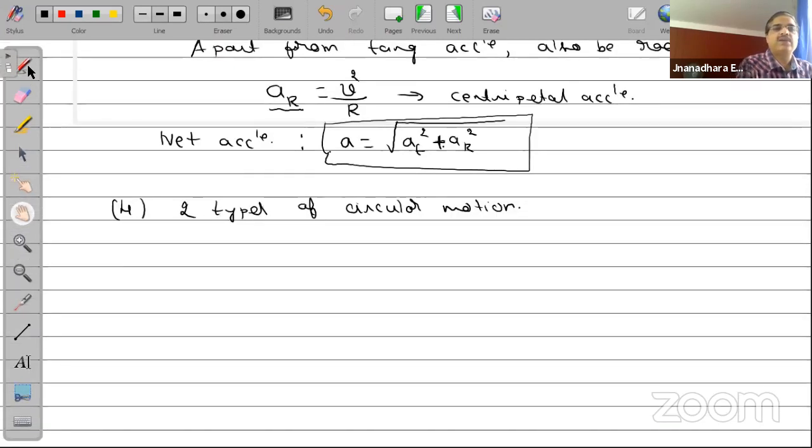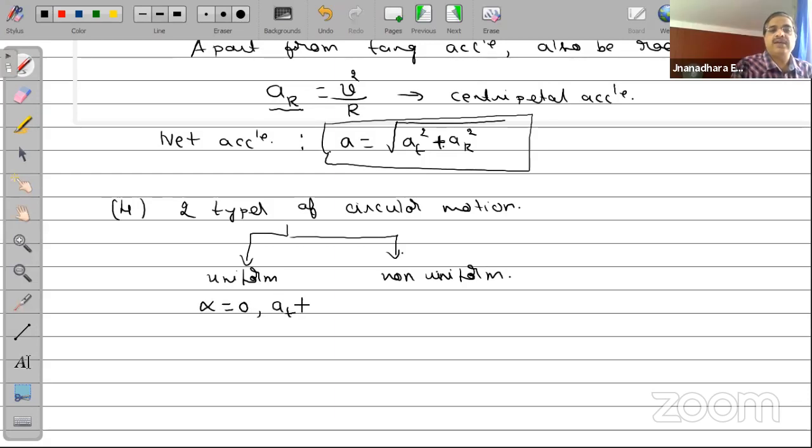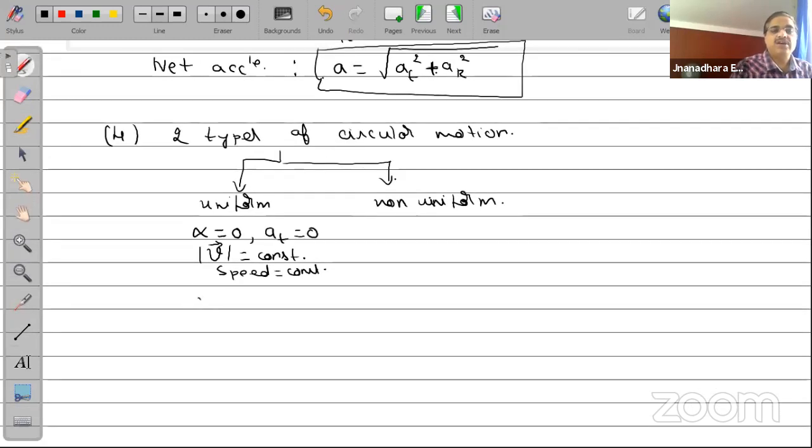Now here, the two types of circular motion that you can think of are uniform circular motion and non-uniform circular motion. We say uniform circular motion when alpha is equal to 0, a_t is equal to 0, and therefore the magnitude of velocity becomes constant. Speed remains constant, not the velocity alone. Velocity direction keeps changing, right? So you should not say velocity is constant. Velocity changes due to direction. That is always there in a circular motion. So what remains constant? Speed will remain constant.